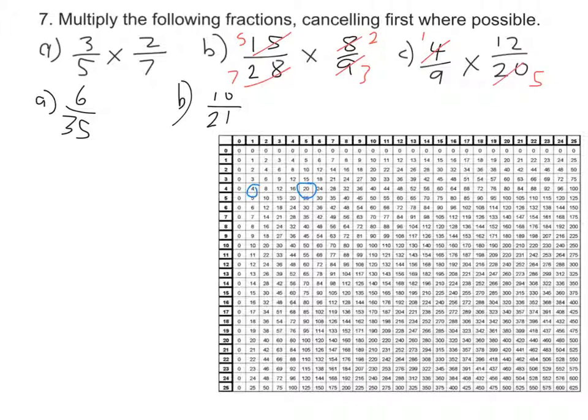Now I do the same for the other side. I'm looking for one number that goes into both the 9 and the 12 equally, so I need to find it in the same row. I can see that there's a number 9 over here and a number 12 here, so therefore 9 divided by 3 is 3, and 12 divided by 3 is 4.